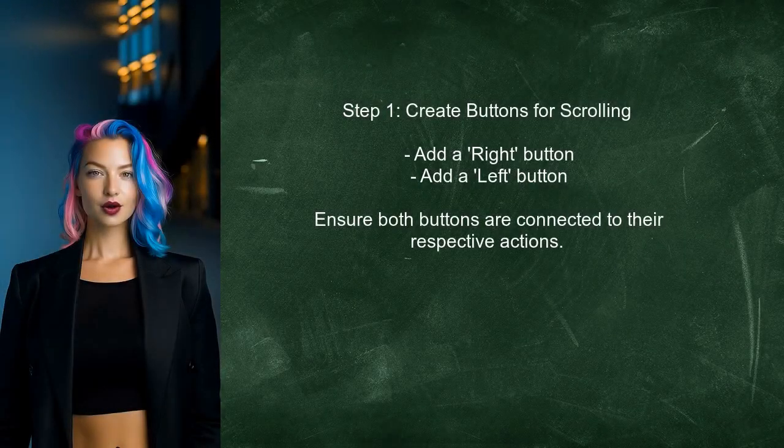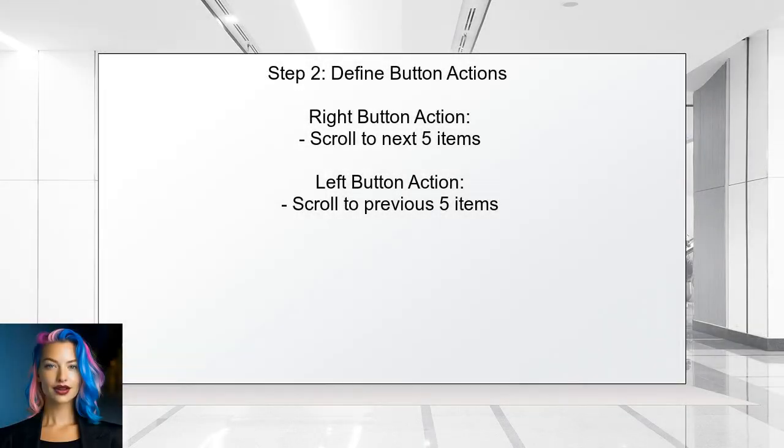To implement the scrolling functionality in the UI collection view, the user should first create 2 buttons, one for scrolling to the right and another for scrolling to the left. Next, the user needs to define the actions for these buttons. When the right button is clicked, the UI collection view should scroll to the next 5 items. Conversely, when the left button is clicked, it should scroll back to the previous 5 items.